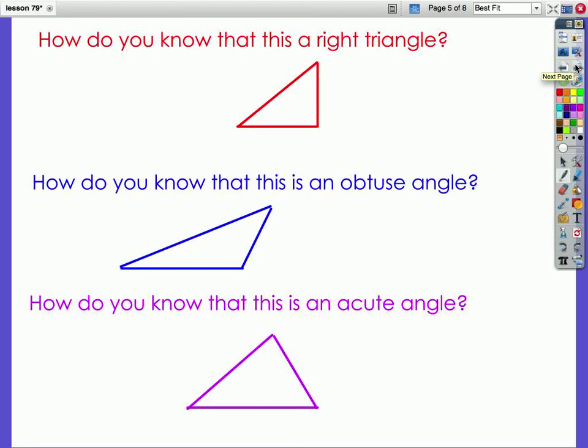A little quick quiz for you. How do you know the red one's a right triangle? Because these lines are perpendicular and form a right angle. How do you know the blue one's an obtuse triangle? Because it has an obtuse angle. And how do you know that the purple one's an acute triangle? Because all three of these are acute angles.